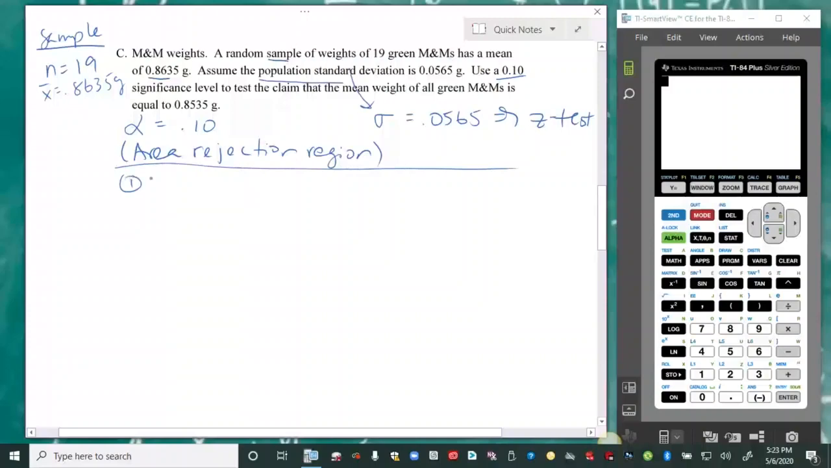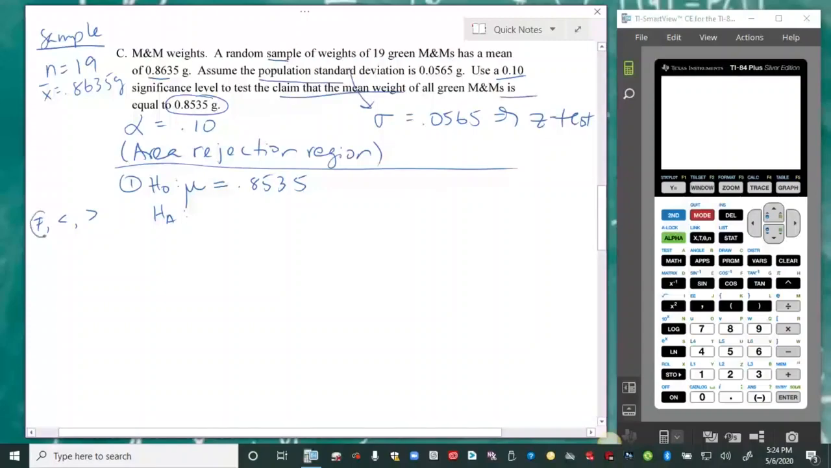Okay, step number one. Step number one are the hypotheses. The null hypothesis is always the easiest. This is a test of the mean, so I start with mu, and the null is always equals. So it's going to be equal to, I do not want the sample mean, I want the hypothesized mean, this guy, 0.8535. For the alternative hypothesis, I need to decide if I'm going to use not equals, less than, or greater than.